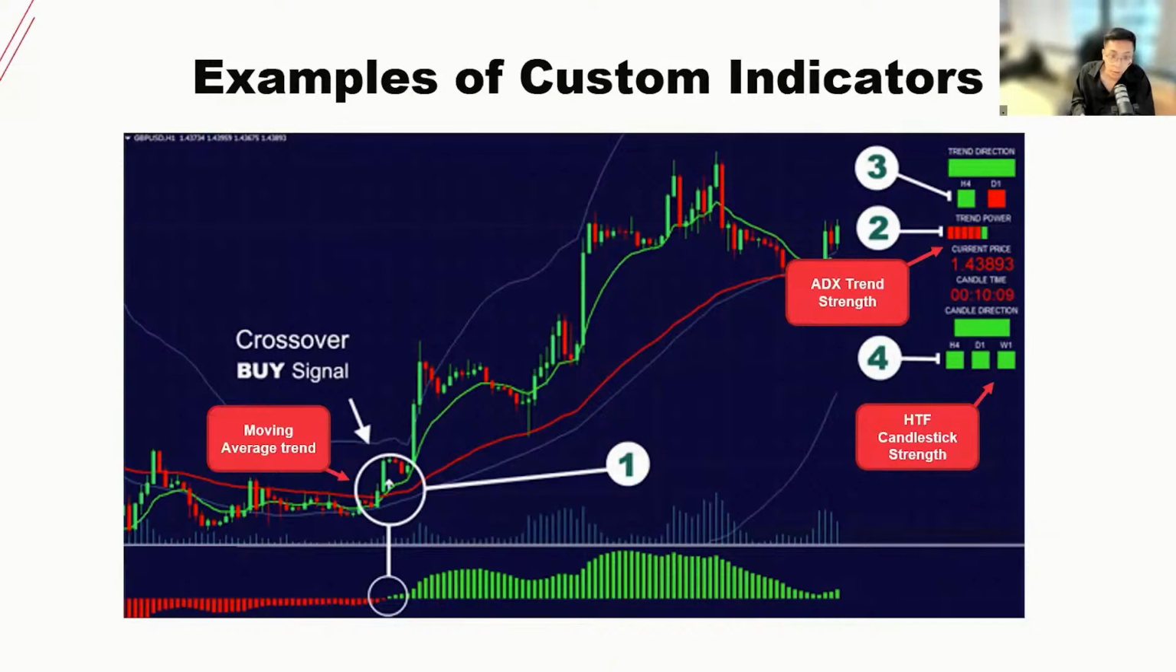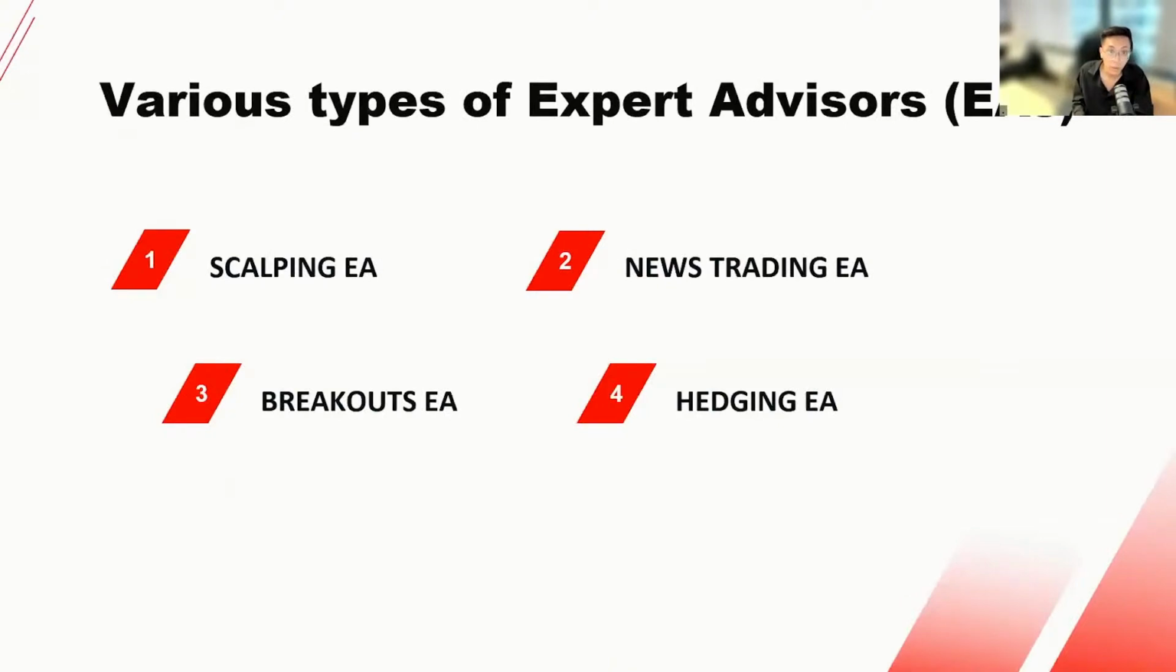By creating your own indicators, you could, later on, I'll explain more when I'm talking about where do you find these indicators and how do you buy them. So there are various types of EAs in the market right now, and these are the more popular ones, which are scalping EA, news trading EA, breakouts EA, and lastly, hedging EA.